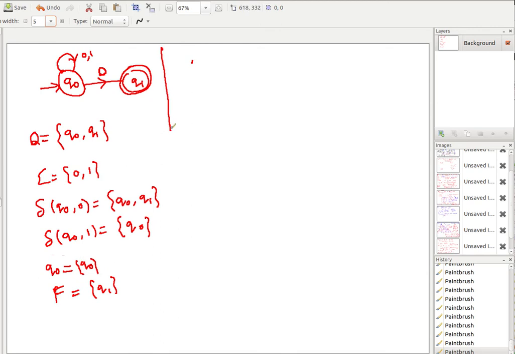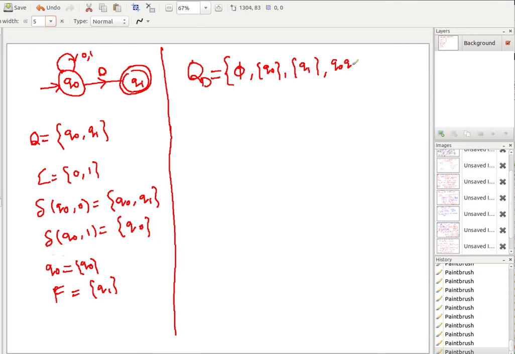Now I have to design an equivalent DFA for it. So let's try applying the algorithm and see how it really works out. In the case of QD, what will be the states? It will be all possibilities, the power set of this. The power set will be phi, which represents the empty subset, then just Q0, then Q1, and then Q0, Q1 combined. These are the subsets.